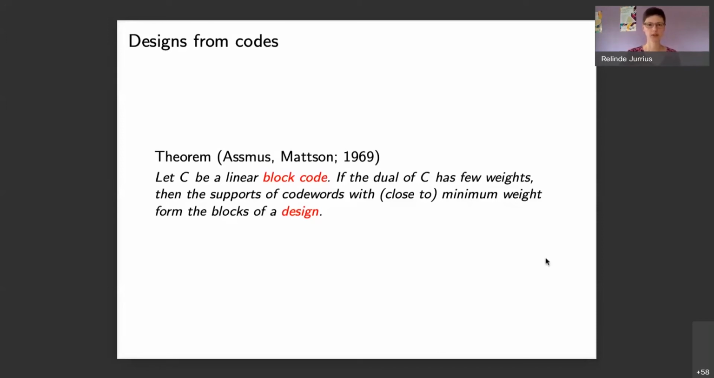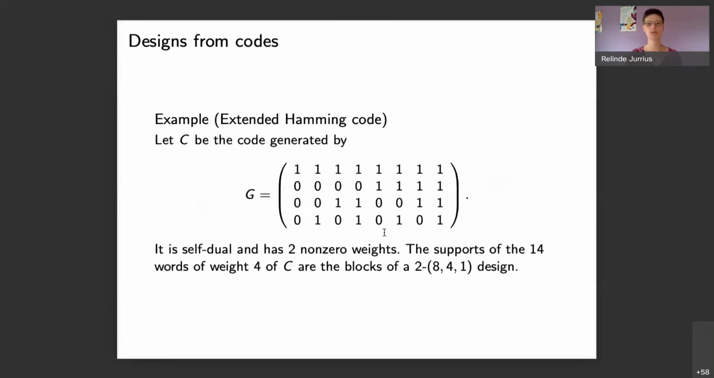Let me explain that with an example. Here is a generator matrix of the extended Hamming code. That means that my code consists of all linear combinations of the rows of this matrix. So there are 16 vectors. One of them has weight 8, which is the all-1 vector, and there's of course the 0 vector that has weight 0, and all the other ones all have weight 4. You can check that if you just write all of them down. That means that we indeed have something that has only a few weights.